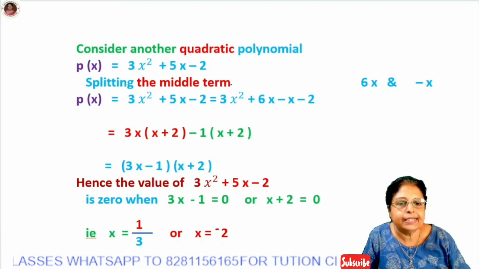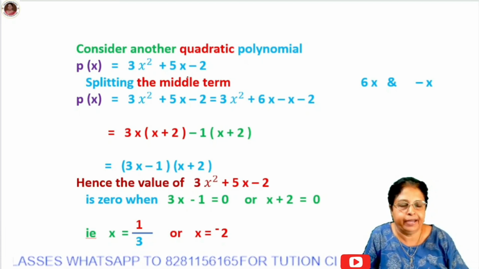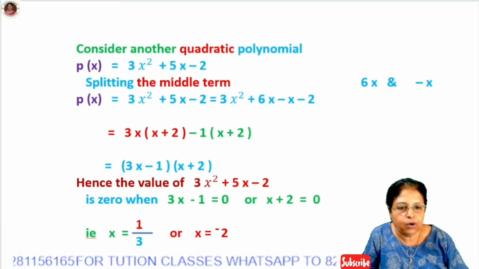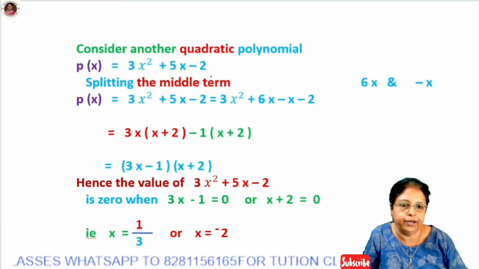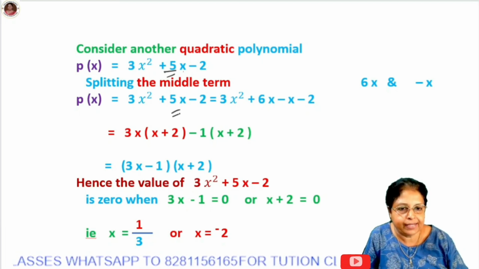Okay. Consider another quadratic polynomial 3x square plus 5x minus 2. See here also we want to find the 0 of this polynomial. For that we are splitting the midterm. Midterm is 5x here.